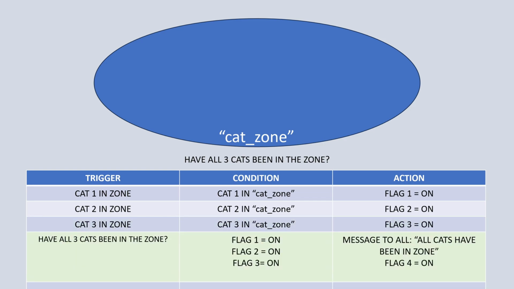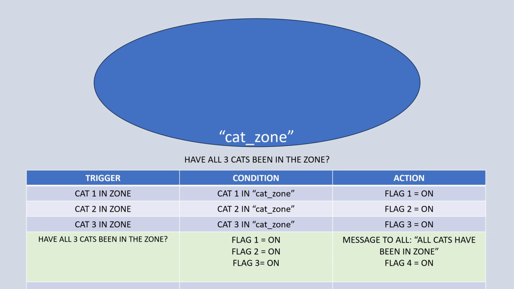Let's add the final trigger. This trigger will fire when all 3 flags have been activated. You will note that it does not rely on all cats being in the zone. Rather, this trigger will look for if all 3 cat flags are active, because if they're all active, it means they've all been in the zone. In this final trigger, don't forget to put a flag on action and name it a unique name.